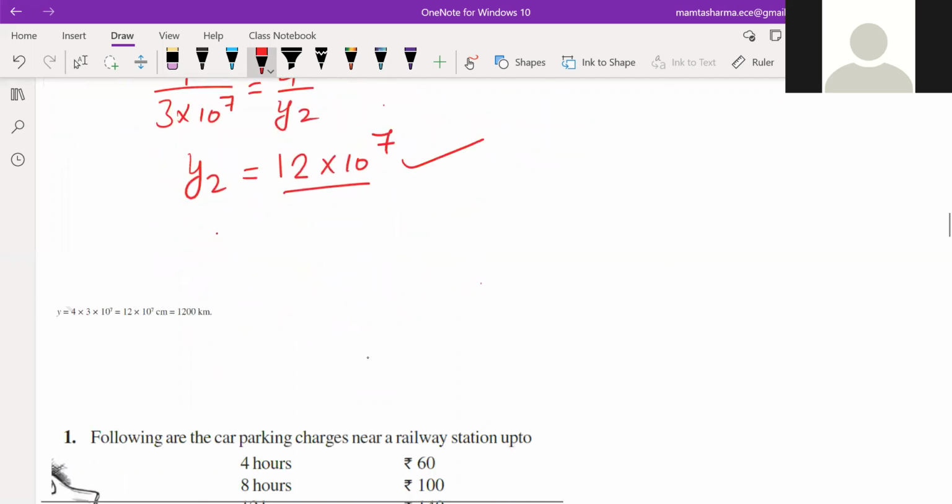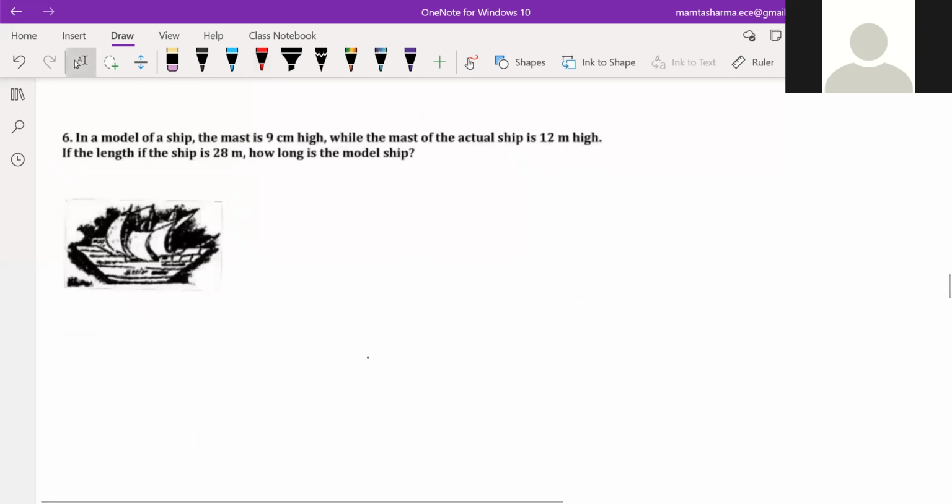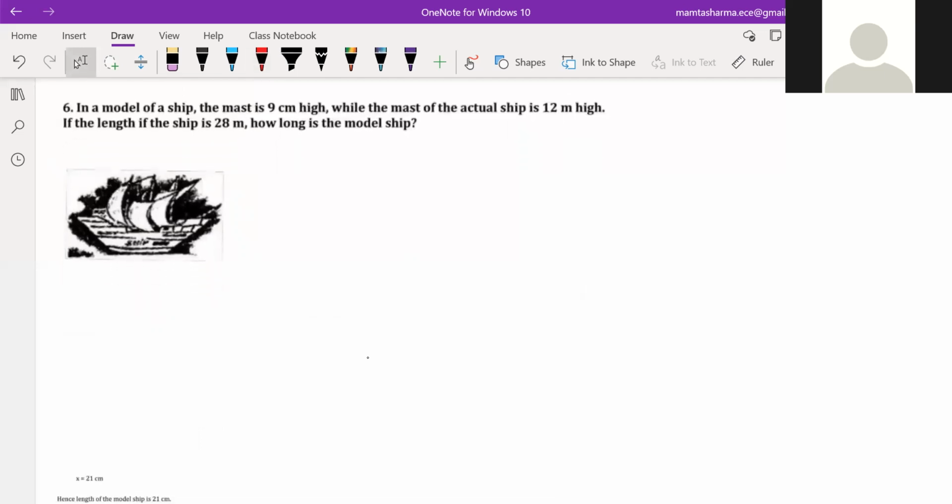Okay, now let's take another example. This question is quite common. Now read this question. In a model of a ship, the mast is 9 centimeter high. What is the mast? The vertical pillar on the ship is called a mast. It is 9 centimeter height, while the mast of the actual ship is 12 meter height. If the length of the ship is 28 meter, how long is the model ship?